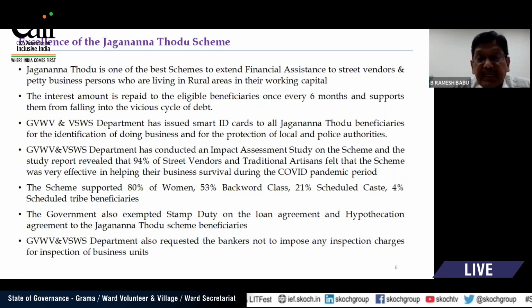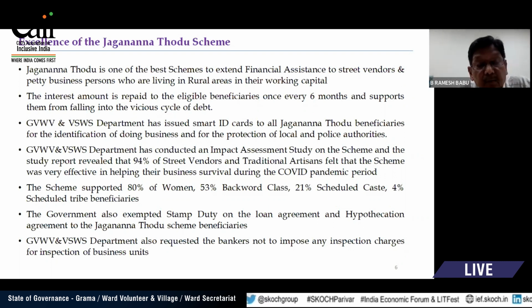And moreover, we conducted an impact study assessment on the scheme. And the report revealed that 94% of the street vendors and traditional artisans felt that it is a very effective scheme in helping their business survival, especially during the COVID pandemic period. And this scheme supported 80% women, 53% backward classes, 21% scheduled caste and 4% scheduled tribe beneficiaries who are involved in street vending.